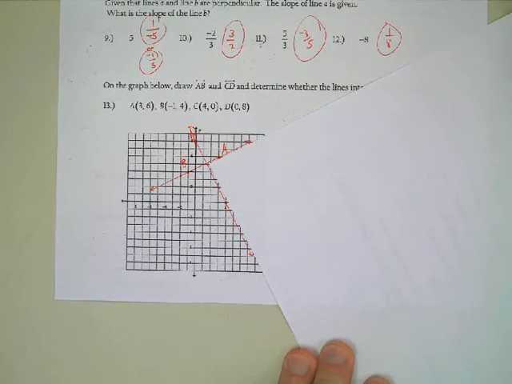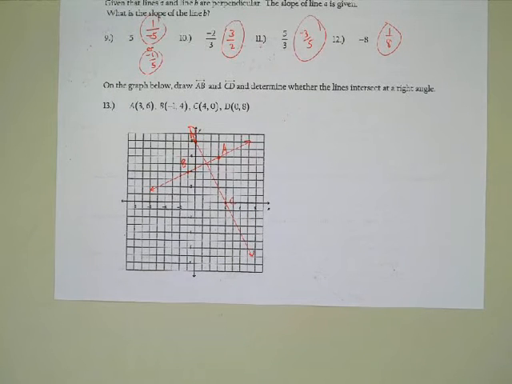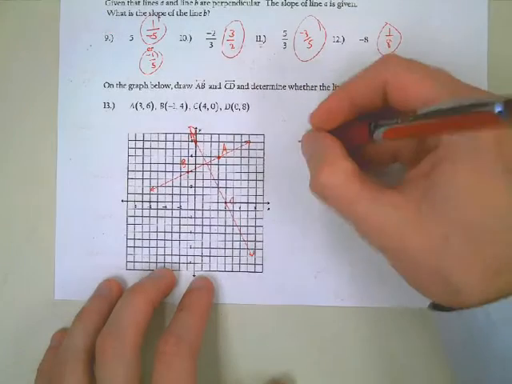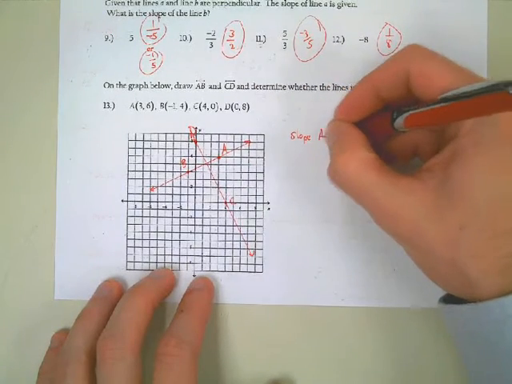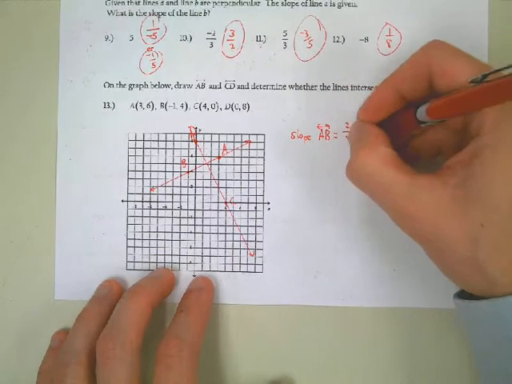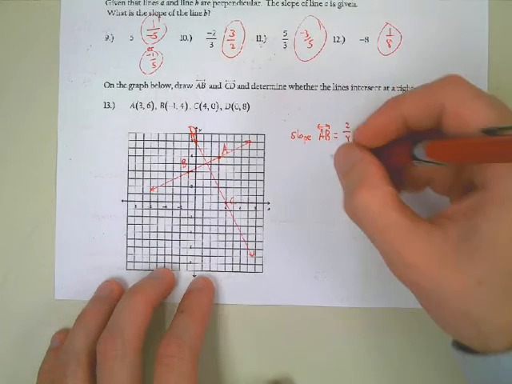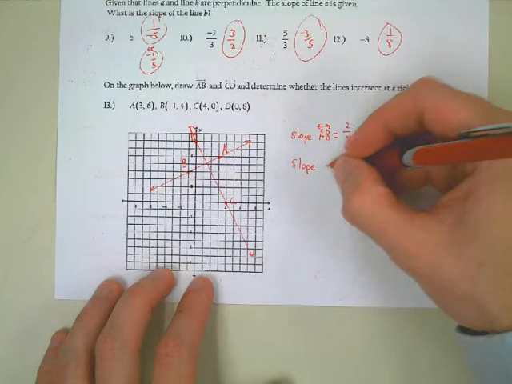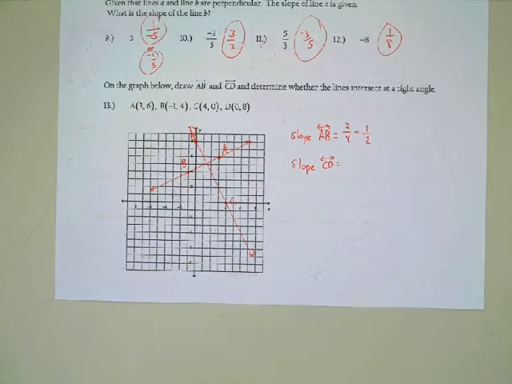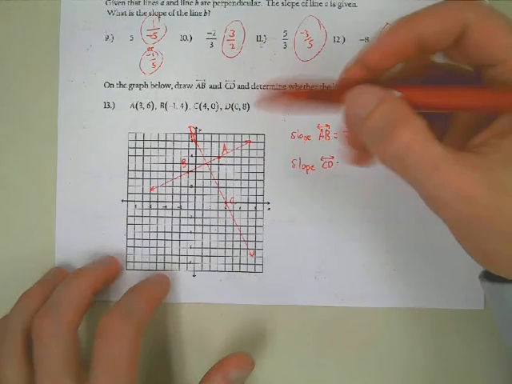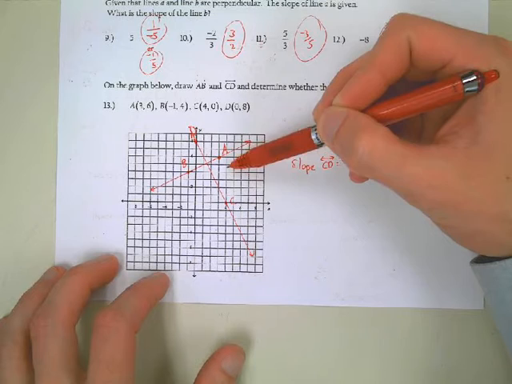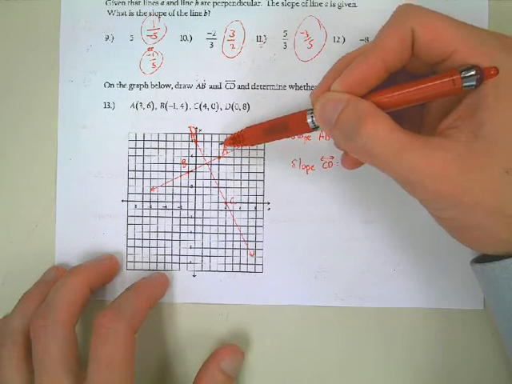But we can also count our slopes, right? So to go from B to A, it's going to be up 2, right 4. So the slope of line AB is 2 over 4, which is 1/2, right? And the slope of CD, well, to get from C to D, I have to go up 1, 2, 3, 4, 5, 6, 7, 8, and over 1, 2, 3, 4. So 8 over negative 4, which is the same thing as negative 2 over 1.